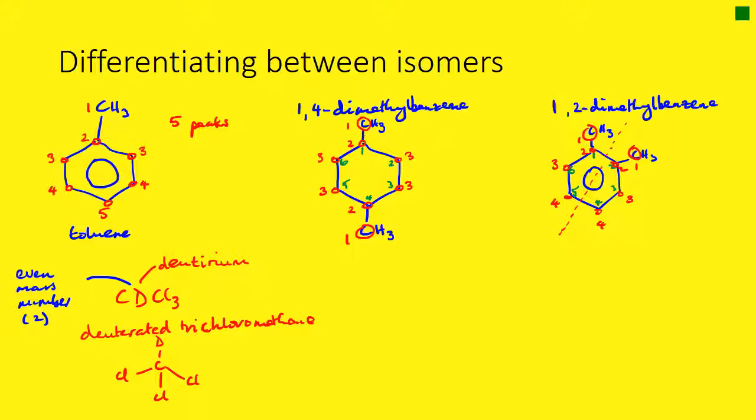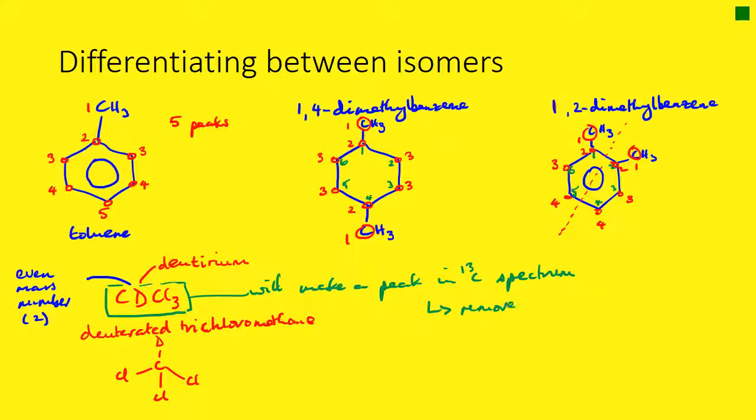It will make this compound, deuterated trichloromethane, will make a peak in a carbon-13 spectrum. But it's easily isolated and removed. So in the spectrums that you'll be given, you won't have the confusion of having to take out that peak for the carbon nucleus that is in deuterated trichloromethane. Okay, so that's it, I think, for carbon-13 NMR.